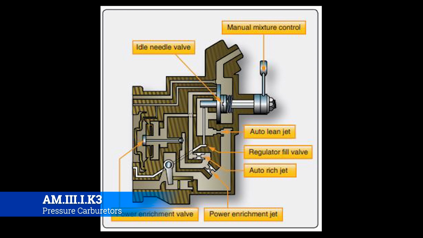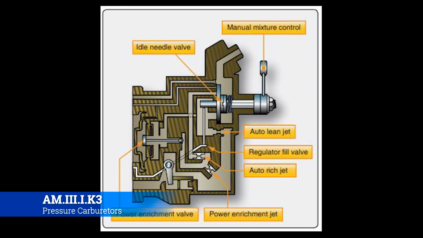Now, there's a set of valves that are actually in there: the idle needle valve, the power enrichment valve, the regulator fill valve, and the manual mixture control. The idle needle valve meters the fuel in the idle range only, so it's only a factor whenever the airplane is idling. So if you're troubleshooting an airplane that has a pressure carburetor and idle is really rough, there's a couple of different things that could affect it. But one of them is the idle needle valve is clogged or stuck open or not opening fully.